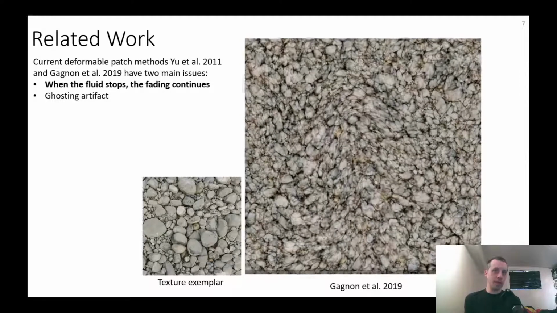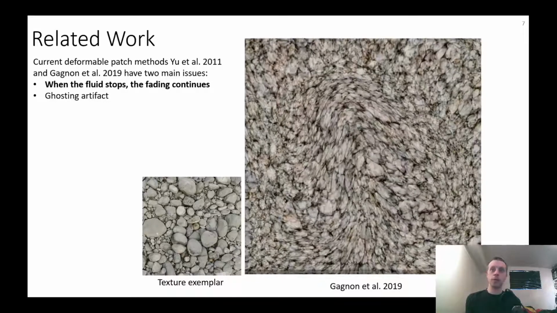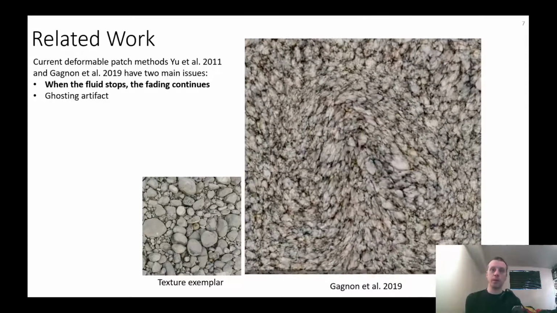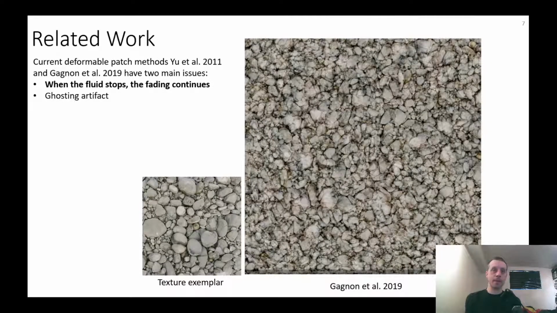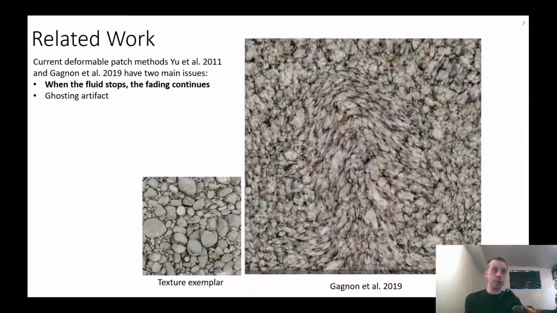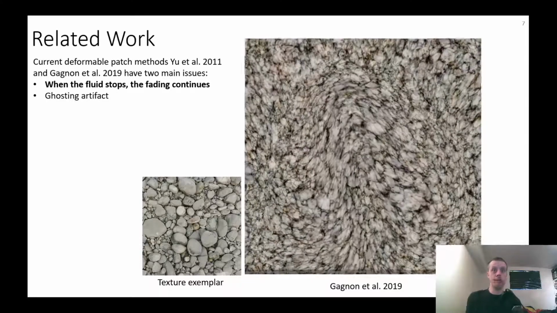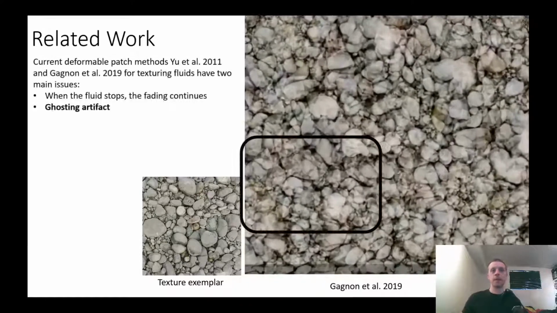Visible patches can be fixed by using deformable patches, as with the approach of Yu et al. 2011 and Gagnon et al. 2019. However, they have two main limitations. When the fluid stops, the fading continues. And when we take a closer look, we can see ghosting artifacts.